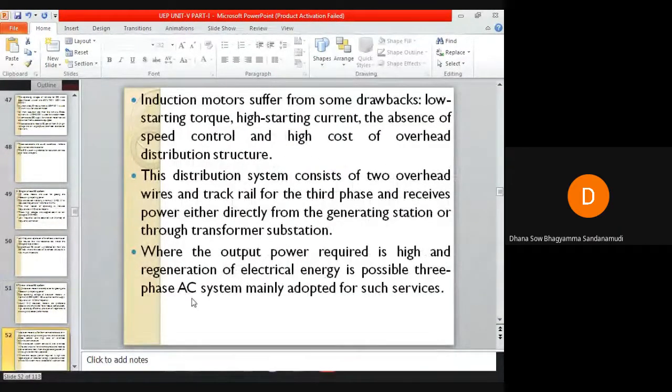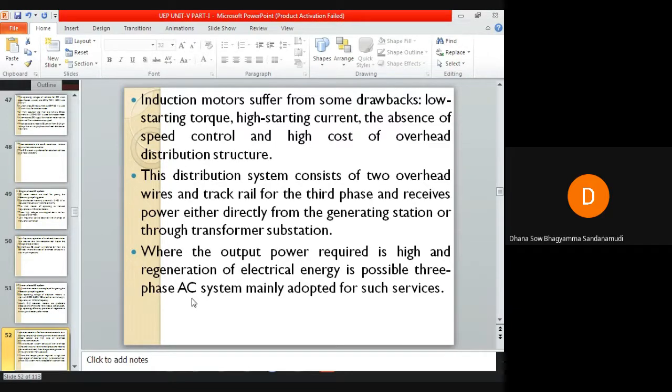In addition to the above advantages, the induction motor suffers from some disadvantages. The three-phase induction motor has low starting torque, high starting current, and absence of speed control.